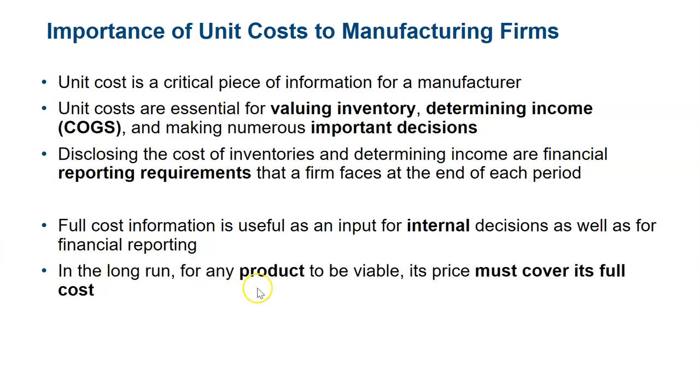It says in the long run, for any product to be viable, its price must cover its full cost. So we want to make sure that we're not selling our product for not enough money. This is one of the things that we avoid when we don't use actual costing. But also the other side of that is true. We want to make sure that if we're aiming for a certain target profit margin, our profit margin is not really above that by too much, because then we become uncompetitive in the market and it's difficult to sell our product.